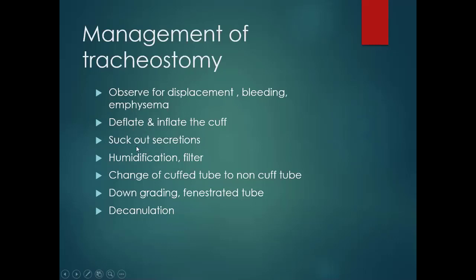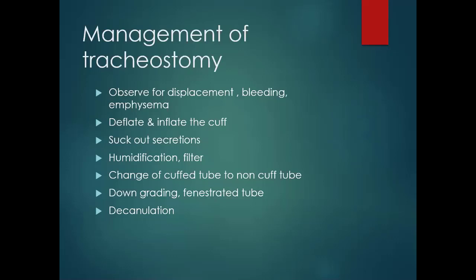Any secretions in the tracheostomy tube and the tracheobronchial tree have to be sucked out, otherwise they can dry up and cause permanent obstruction of the tracheostomy tube or tracheobronchial tree. That might lead to collapse of parts of the lungs, and also if the tracheostomy tube is blocked, the patient might go into respiratory distress and even cardiac arrest.